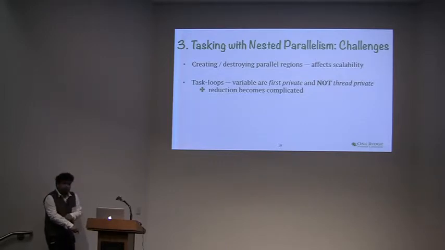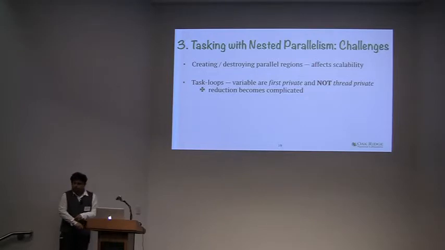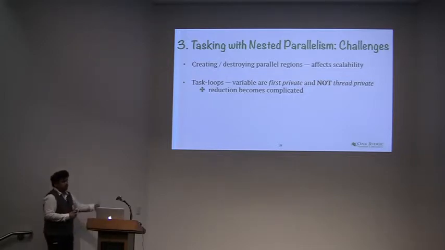Now, what is also interesting with task loops is that the variables are firstprivate, so reduction becomes complicated to actually do, because you have to tweak the variable to make it threadprivate, and then move it inside the task loops. Otherwise it will create a copy of the same variable. So you want to make it threadprivate, and then move in to do a reduction if you want to do a custom reduction.